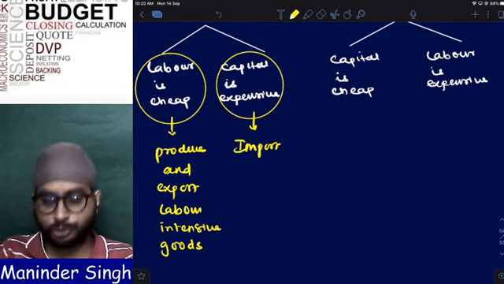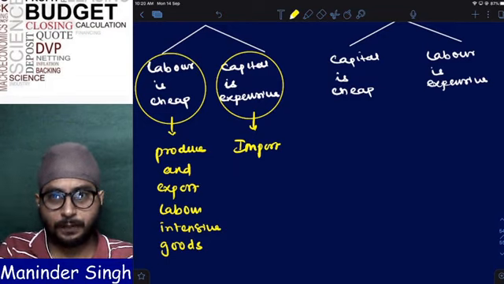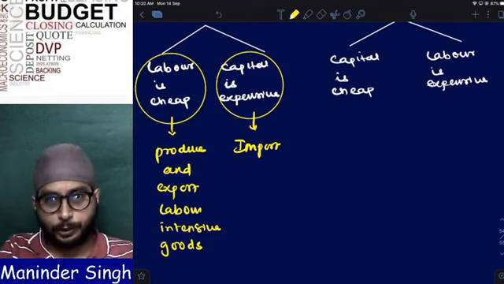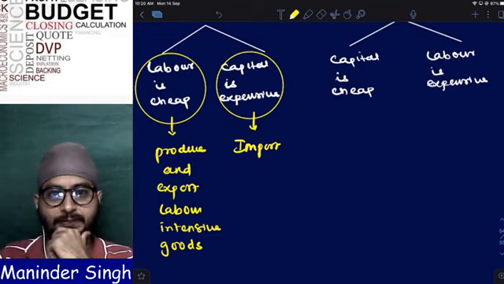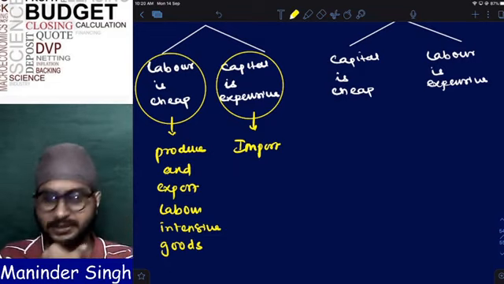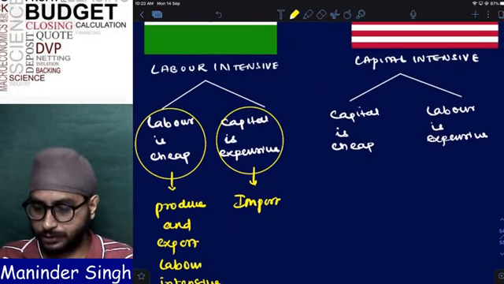I am not asking you to stop capital intensive goods. Produce less of that and import. Why? I can import at a cheaper price from US or not? Correct or not? Can I import at a cheaper price? Yes. Now tell me, what should US do?